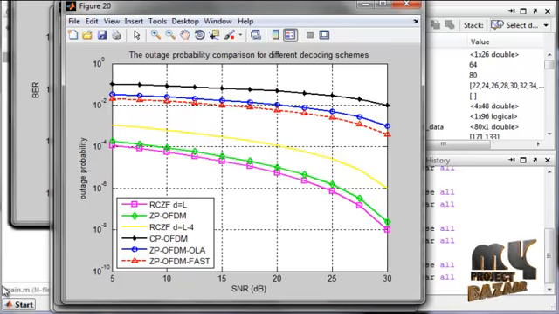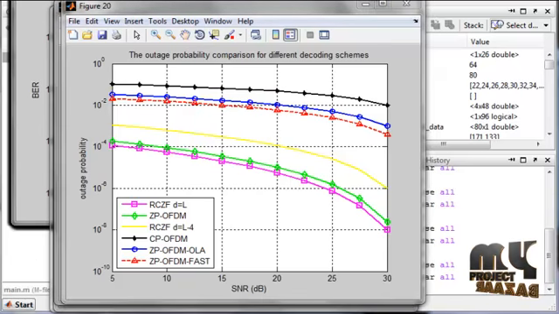So finally, these are the SER, BER and outage probability results to achieve the maximum multipath diversity. So that's all about the running procedure for the product.